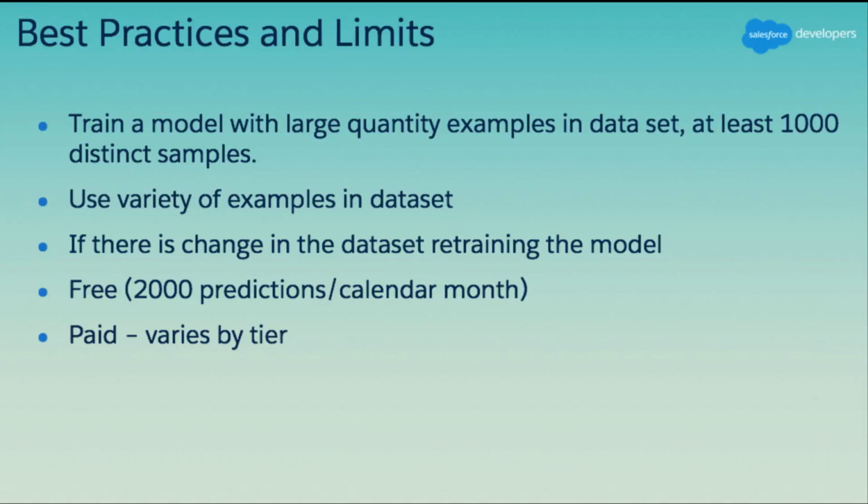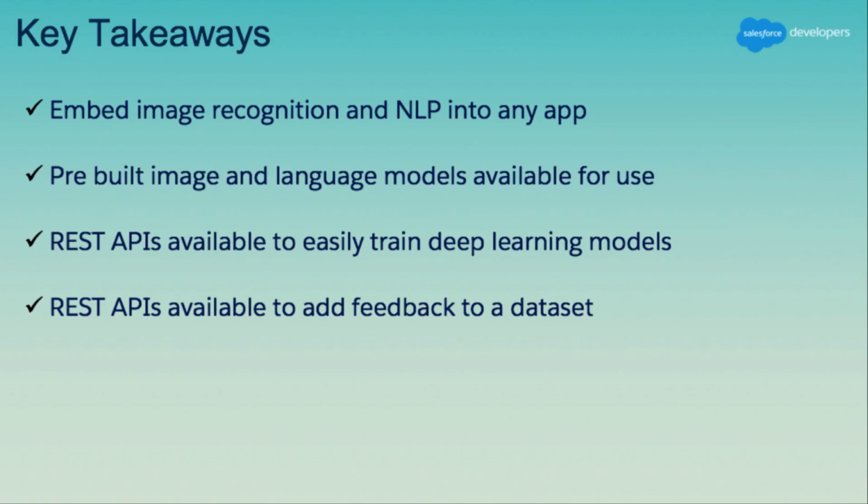And as I mentioned earlier, when we are signing up for the Einstein Platform Services account, there is a free tier, which I used for building the sample use case for trying out. So there is a free tier and a paid tier. For free, there are about 2000 predictions per calendar month, and for paid, it will vary on the basis of the tier and what amount of predictions you want to make typically.